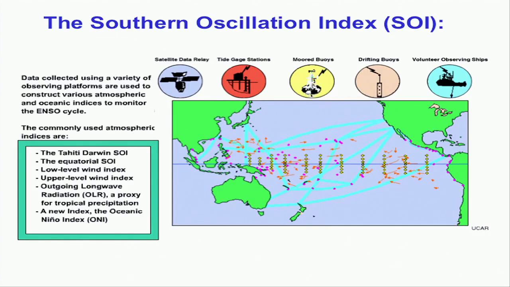Then, of course, we have lots of volunteer observing ships which have meteorological stations on them, but also measure sea surface and below sea surface temperatures as well. So all this information from all these different sources has to be brought together to produce the graphs we saw previously.